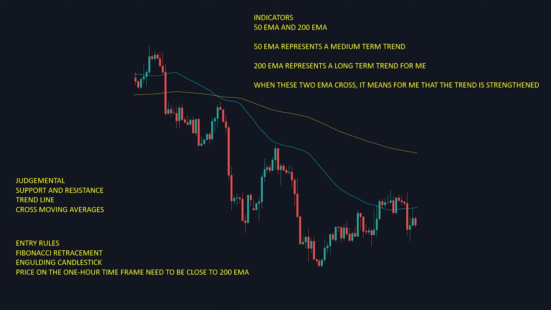4 hours of 50 EMA is equal to 1 hour of 200 EMA. Our 50 EMA is set to blue color and 200 EMA is set to yellow color. This is a simple strategy more suitable for beginners.